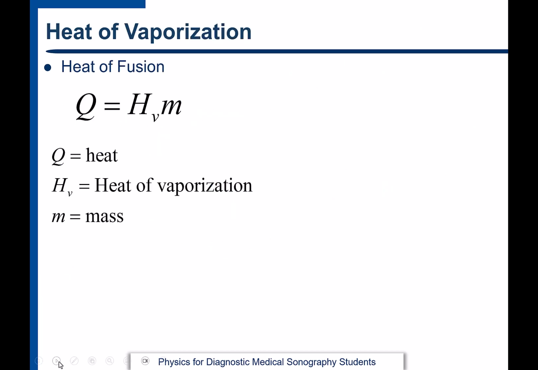The heat of vaporization looks just like the heat of fusion. It's the same equation. We're just changing the subscript there. So again, heat is in joules. Since we know that mass is in kilograms, we want our heat of vaporization to have units of joules per kilogram, just like heat of fusion.